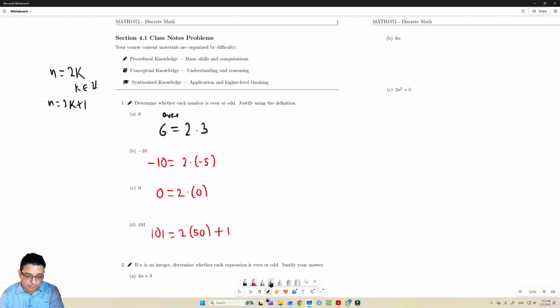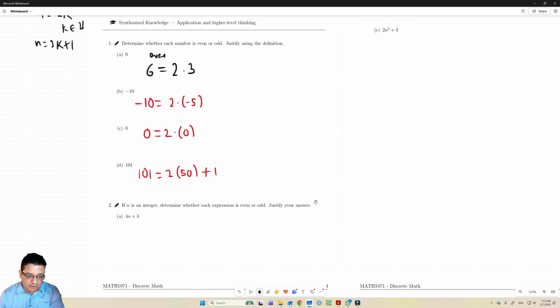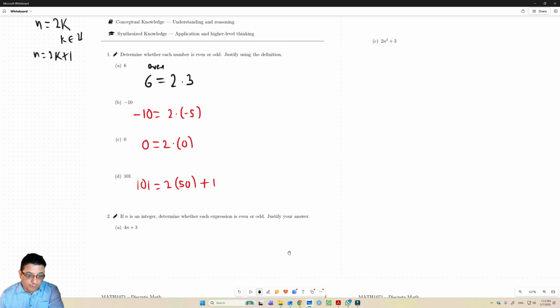So now question number 2 is about if we have n as an integer, let's check if the following expressions are going to be even or odd. So we have 4n plus 3. Of course we want to write this in a way that is of the form 2k plus 1 or 2k. 4n plus 3, I can look at this and see it as 4n plus 2 plus 1. So it's looking like this is going to be odd.